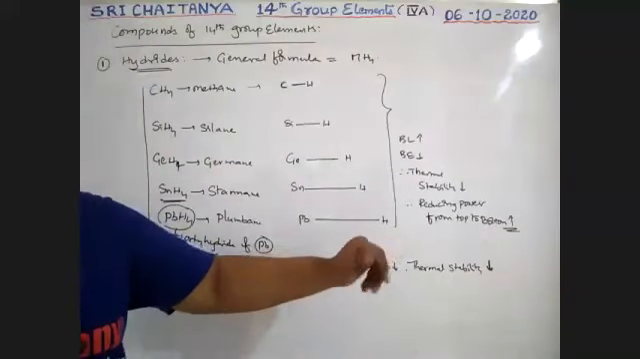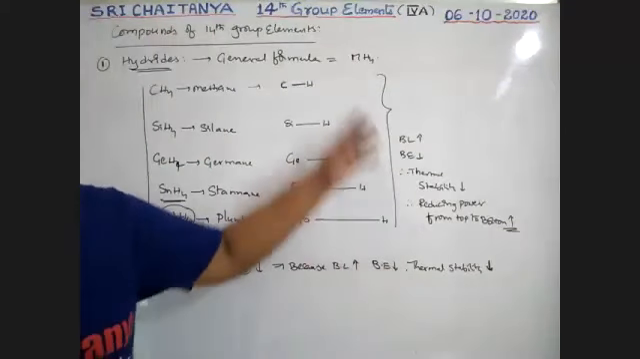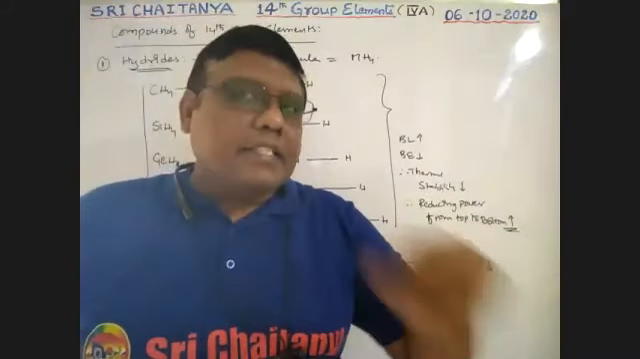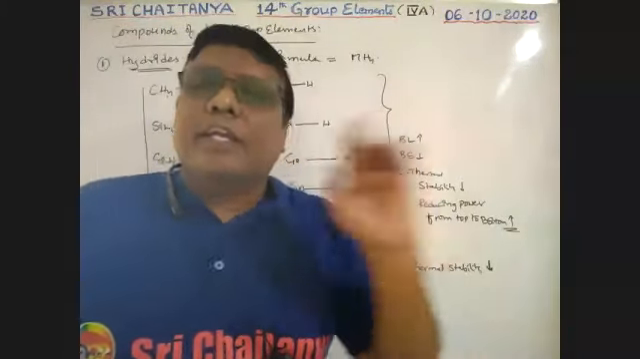So from top to bottom, bond length increases, bond energy decreases, thermal stability decreases. Therefore, hydrogen donating tendency increases. Therefore, reducing property increases.